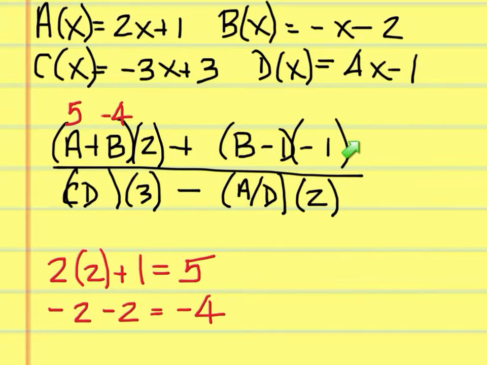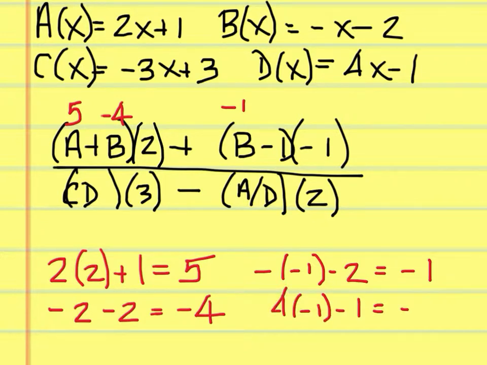Move over to this side now, the b minus d of negative 1. If I put in a negative 1 into the b function, I get back a negative 1 minus 2. That's a negative 3. If I put a negative 1 in for the d function, then I'm going to have 4 times a negative 1 minus 1, which is a negative 5. So we will hold that for later on.